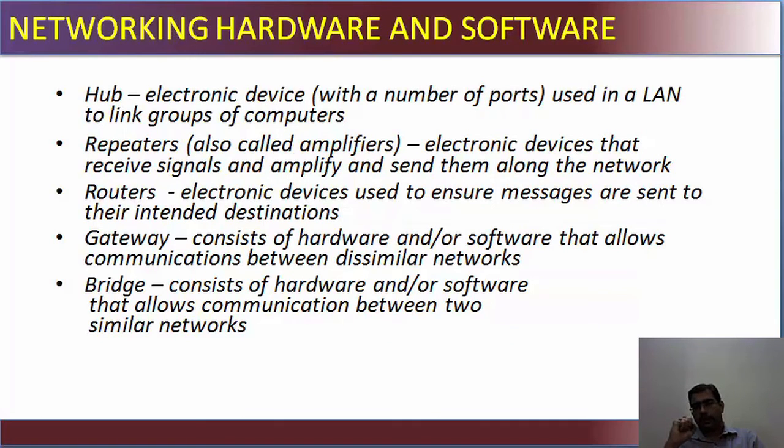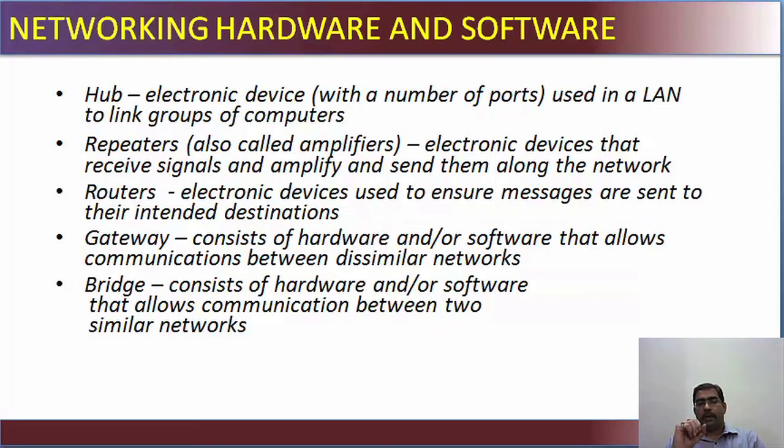There are several devices used in networking. A hub is an electronic device with a number of ports which is used in a LAN to link a group of computers. Repeaters are also called amplifiers. It's an old implementation because networks were limited to a certain distance, because of the topology and the media used. Then routers are devices used to ensure that messages are sent to their intended destination. Gateways are hardware or software that allows communication between dissimilar networks.